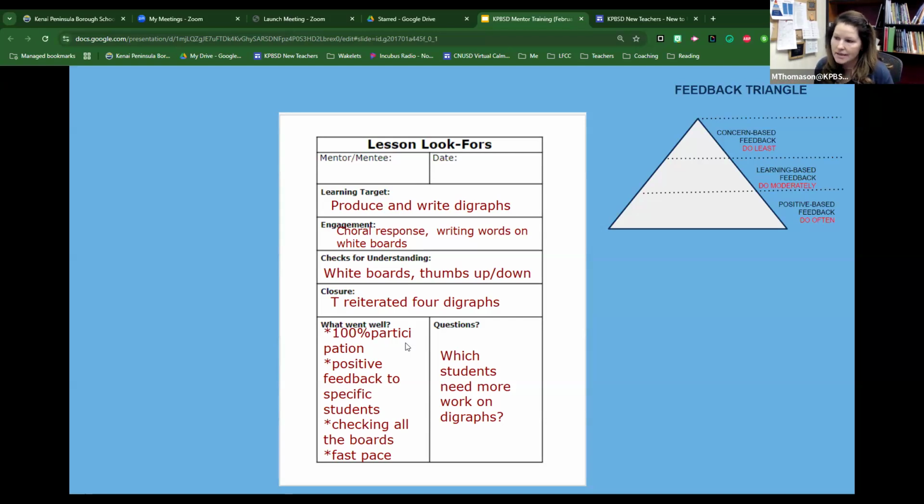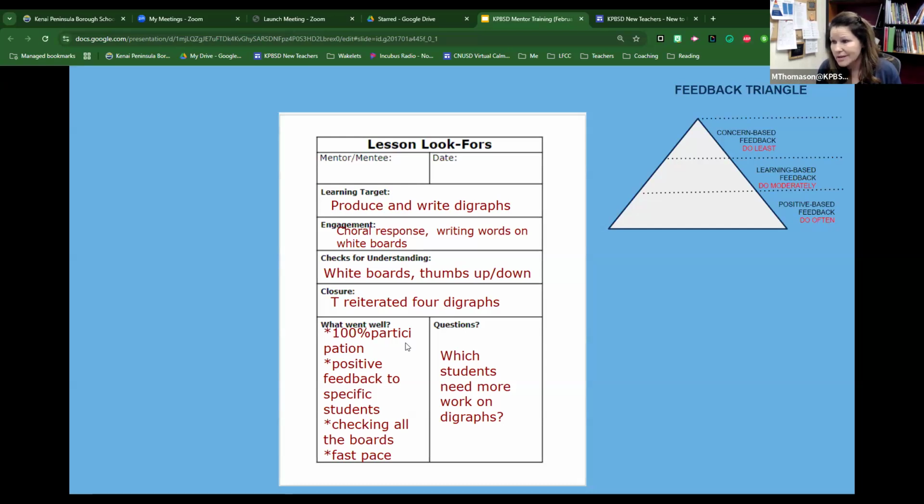So what you're looking at is a sample. You'll notice that for the learning target, I just wrote a phrase, produce or write digraphs. I wrote a couple of different engagement strategies, and then the particular check for understanding was the whiteboards. And then the closure was simply that the teacher reiterated the four digraphs in this particular lesson. So just a short phrase in each part of the lesson look fors.